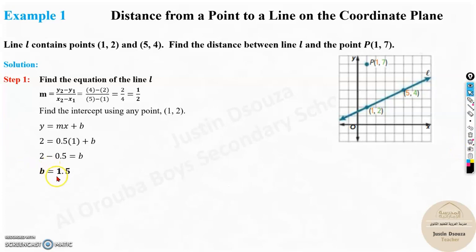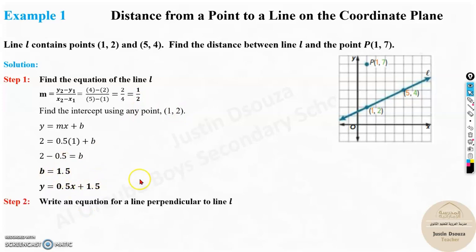Now you found the b value, that is the y-intercept. Now use the slope-intercept form to write the equation: y equals 0.5x plus 1.5, where 1.5 is the y-intercept. Now write an equation for the line perpendicular to it. How would you find the slope for this line? We know this point, and we need to find a line which is perpendicular, right?